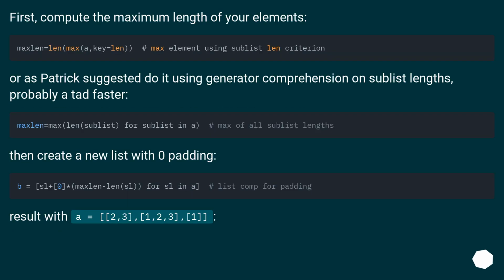First, compute the maximum length of your elements. Or as Patrick suggested, do it using generator comprehension on sublist lengths, probably a tad faster. Then create a new list with zero padding. Result with it equals 2, 3, 1, 2, 3, 1.